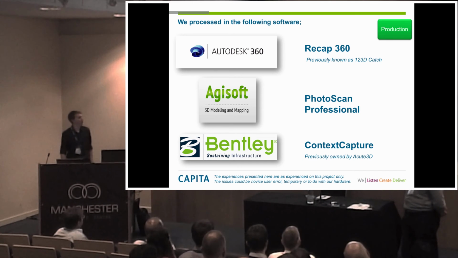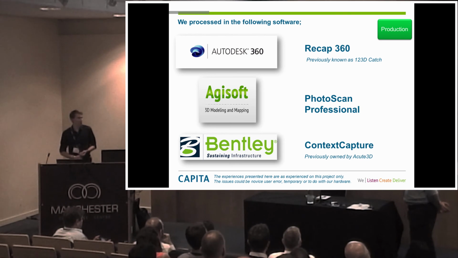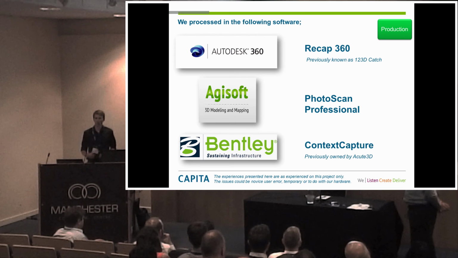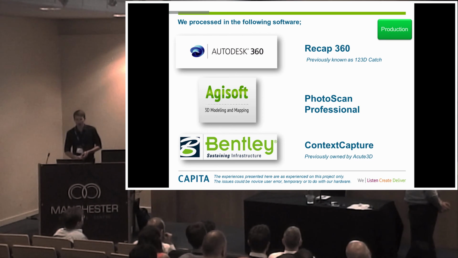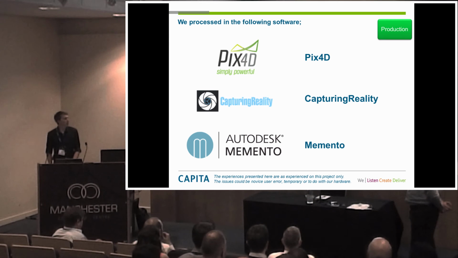So what do we do for the processing? Again, as this was a research project, we looked to find out what different software is on the market and the benefits and downsides to each one. We won't cover all those details, but the six we looked at were Autodesk's Recap 360, previously 123D Catch, Agisoft Photoscan, Bentley's offering Context Capture, which used to be called Acute 3D, Pix4D, Capture and Reality, and Autodesk Memento, which is a beta version. The last two were beta versions. Those were the six we chose that seemed to be the most commonly used in the market. There are still a load of other ones we didn't investigate as well.